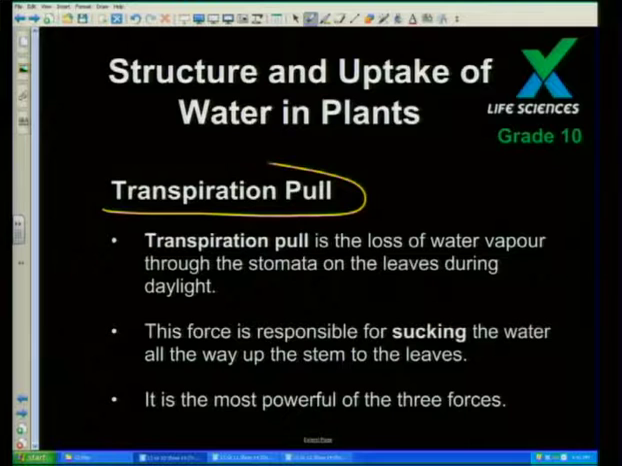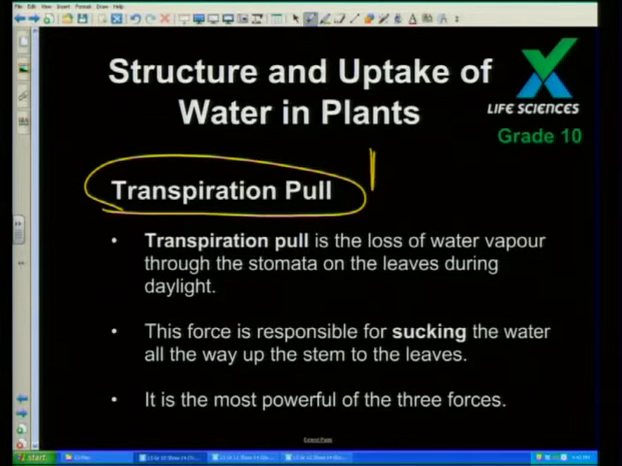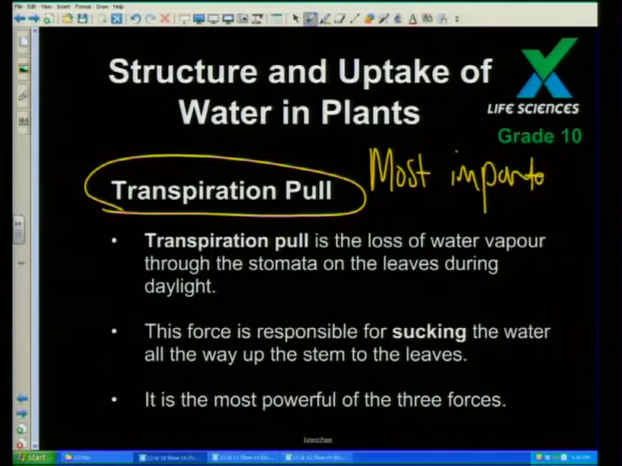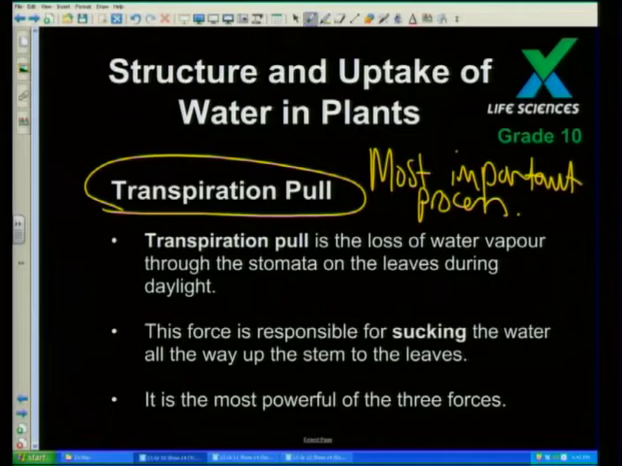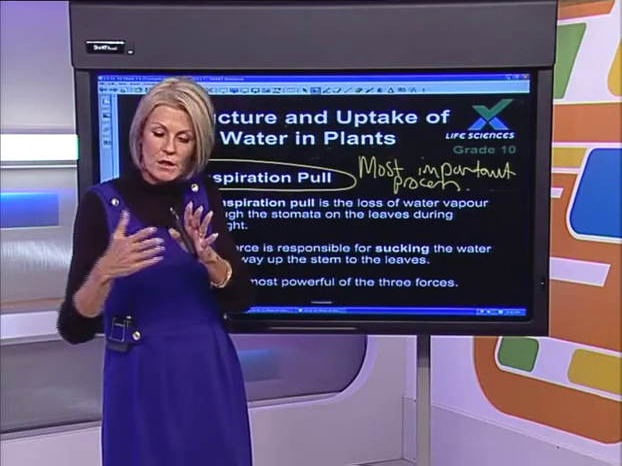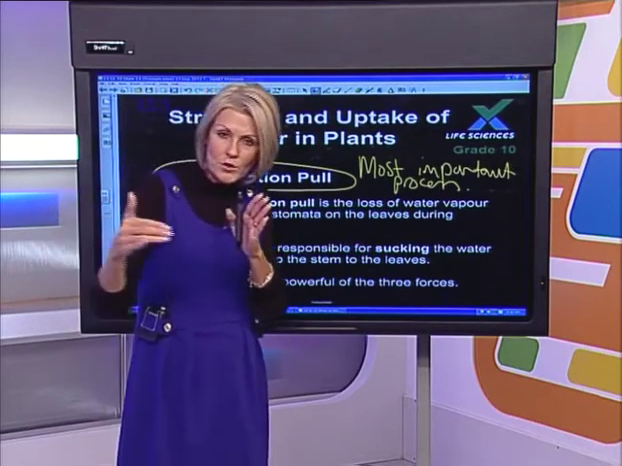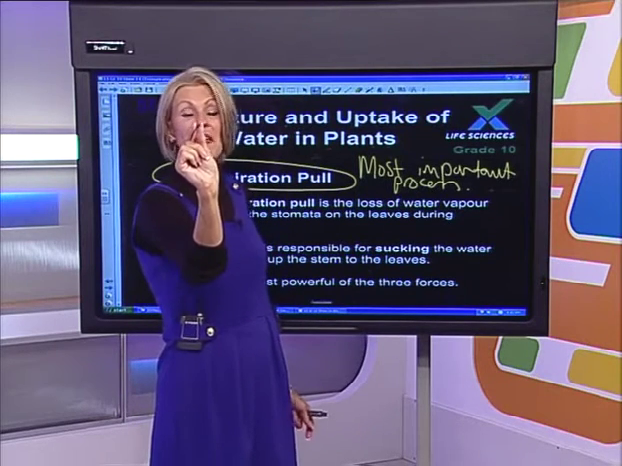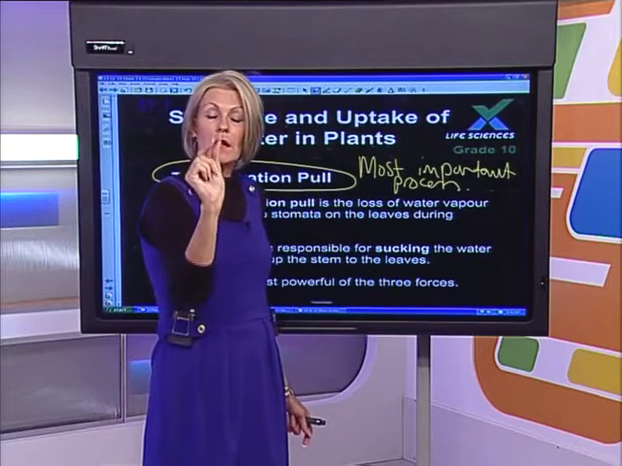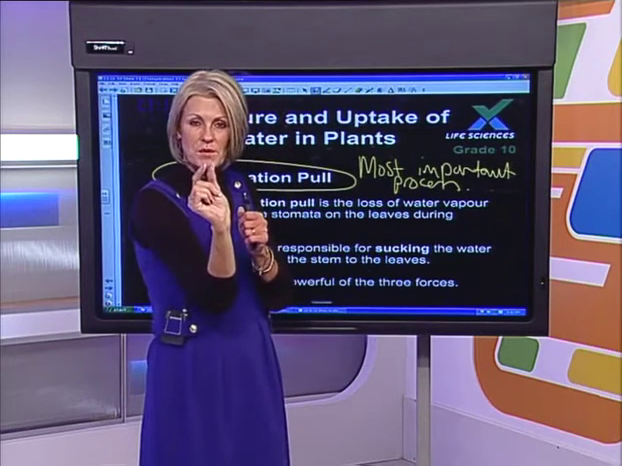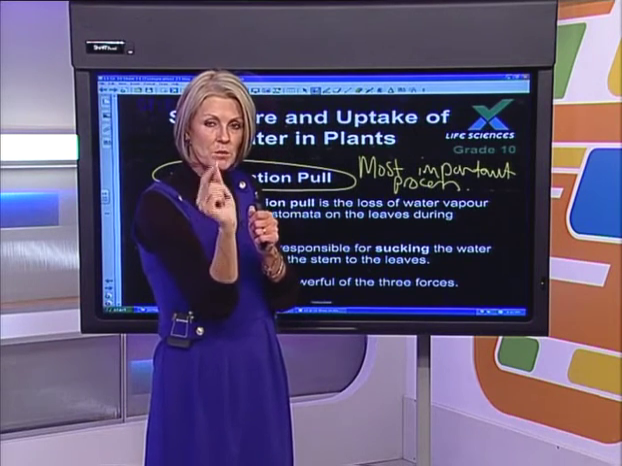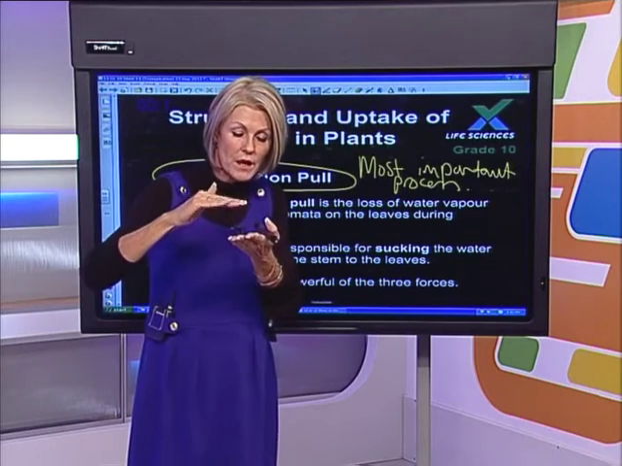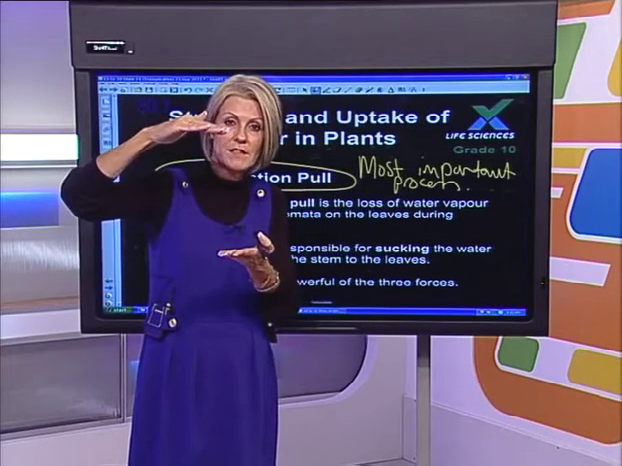We have transpiration pull, and this is the most important process out of the three. Remember, root pressure gets the water from the soil to the root hair to the xylem. It's that much distance, if even that much. Root pressure will push some of the water up. Then what do we have? We have capillarity, which takes it a bit higher.